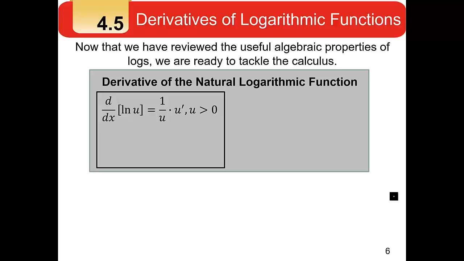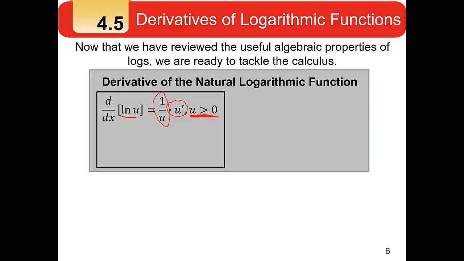And the first derivative formula stated in terms of natural logarithms says the derivative of the natural log of u is equal to 1 over u times u prime as long as u is greater than 0. Remember, you can't take the log of a negative number or 0. So whatever you take the log of has to be positive. You don't have to necessarily write u greater than 0 down every time you write this rule down, but you have to keep in mind that you cannot take the logarithm of 0 or a negative number. They have to be positive. But the basic idea is the derivative of the natural log of something is 1 over that something multiplied by the derivative of that something.